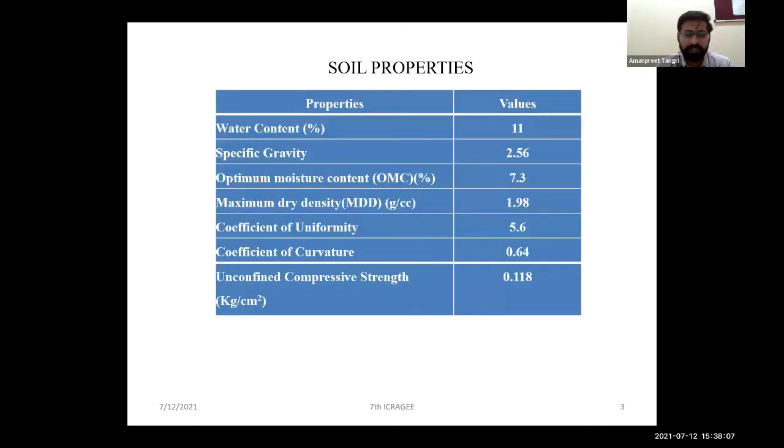So basically, I had taken a soil whose properties are as follows, and I had prepared a physical model in which this particular soil was used. Water content was around 11%, specific gravity 2.56, OMC 7.3, maximum dry density 1.98 gram per cc, Cu 5.6, and coefficient of curvature 0.65. UCS value was 0.118 kilogram per centimeter square, and from this we could conclude that this was basically a poorly graded sandy soil.